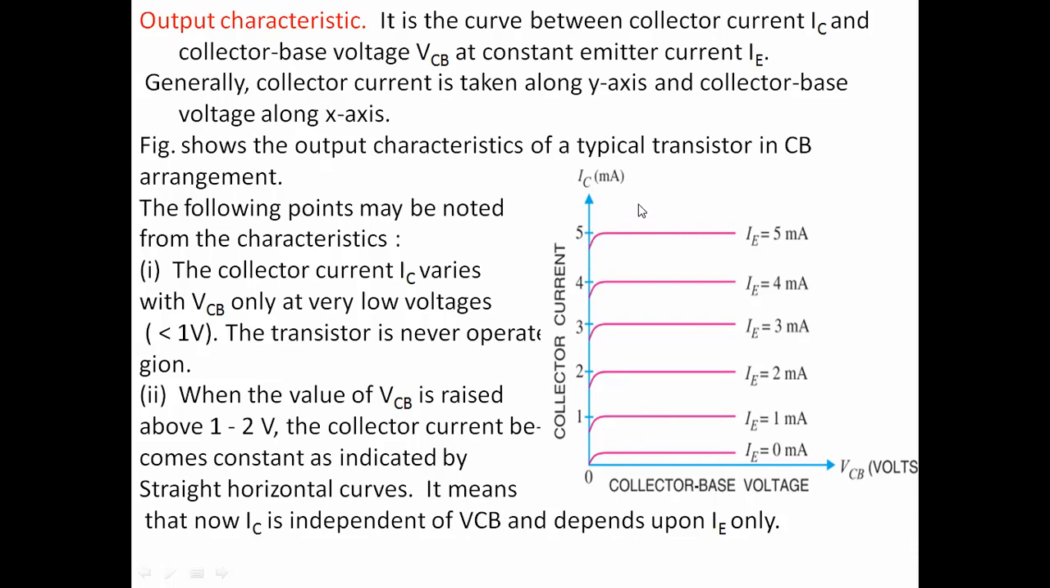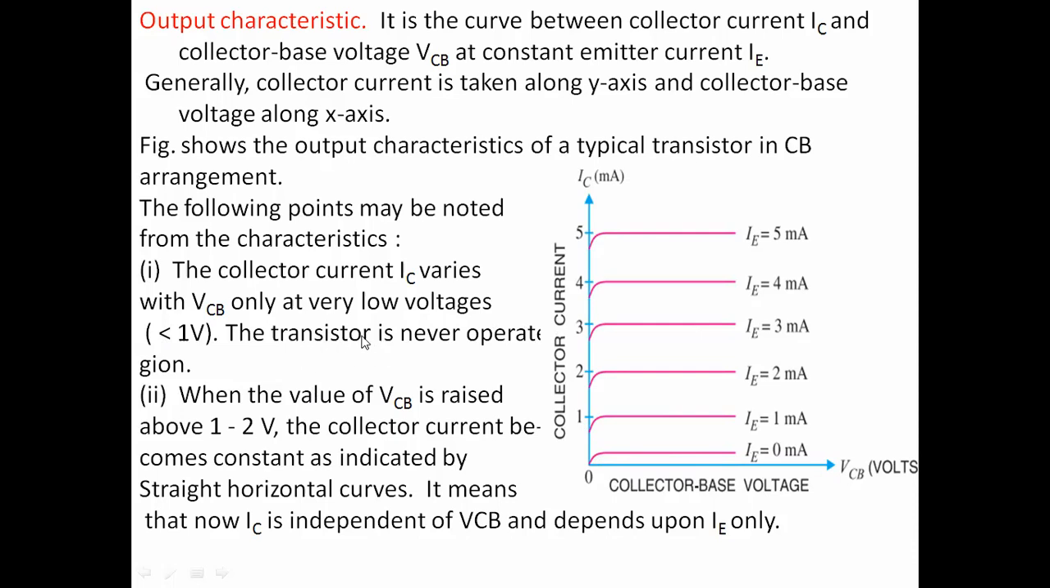Generally the current is taken on the y-axis, and the collector to base voltage is considered on the x-axis. From this graph, these are the output characteristics of the common base configuration. The collector current IC varies with VCB only at very low voltage. For a small change of VCB only, there is an increase of the IC current. That is at very low voltage, less than 1 volt only it will be increased. After that it is constant.